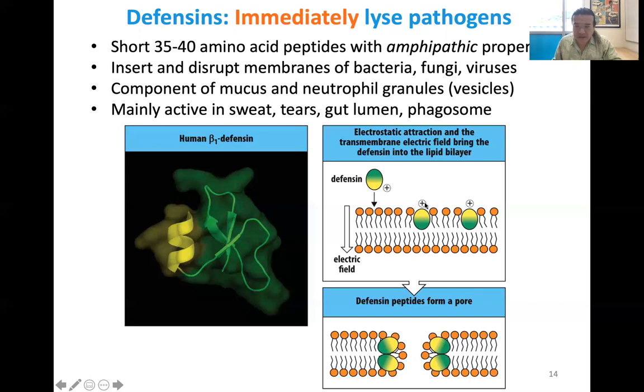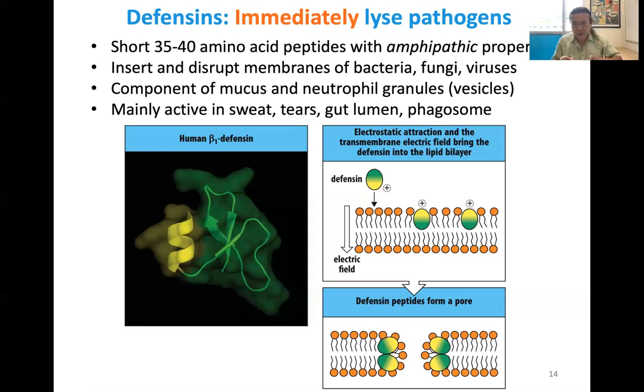When a couple of these insert into the membrane close to each other, again, because they are amphipathic, they will also be attracted to each other, and they will essentially pinch off parts of the membrane like this. So here's 4 of them that together have pinched off parts of the membrane, resulting now in a hole in the membrane surface, right? And as a result, just like with the membrane attack complexes, with the complement proteins, the water rushes in and the bacteria is destroyed.